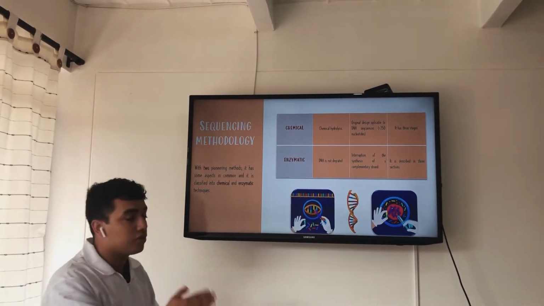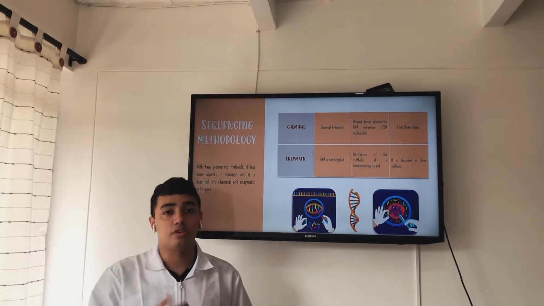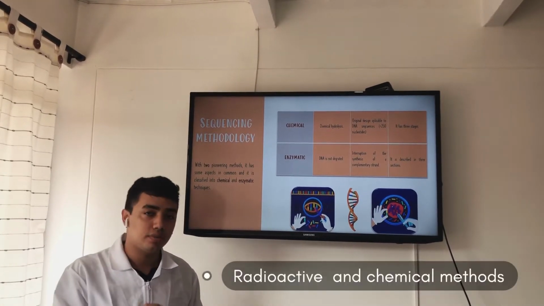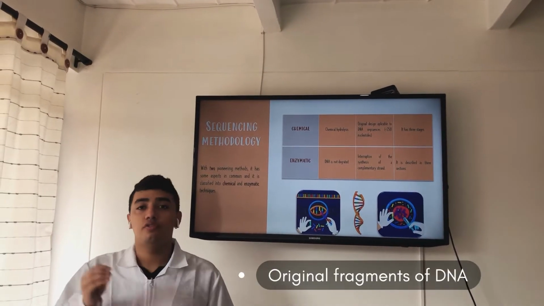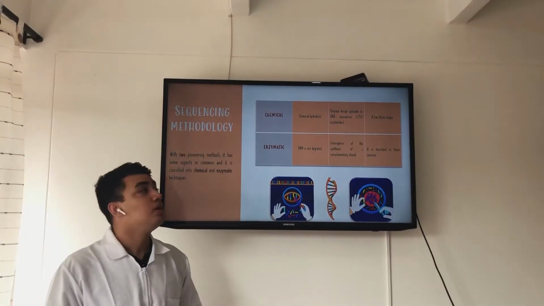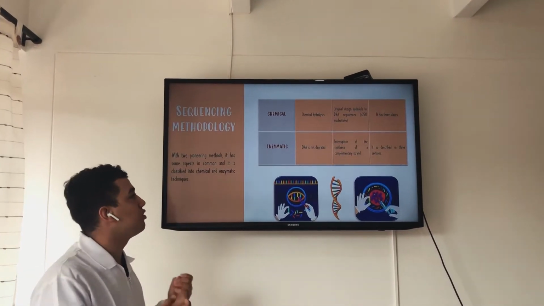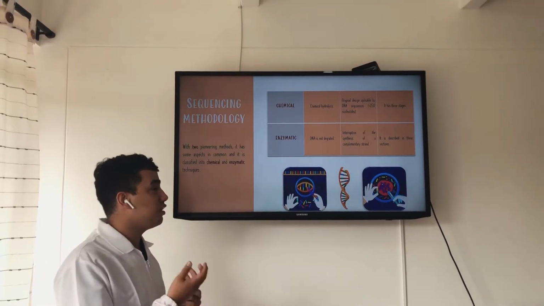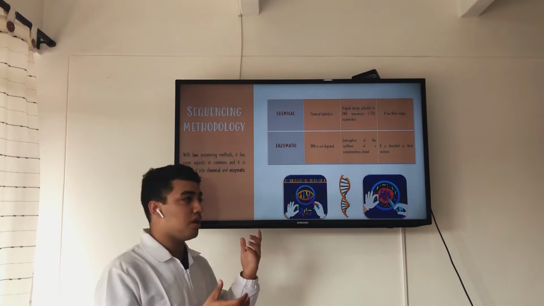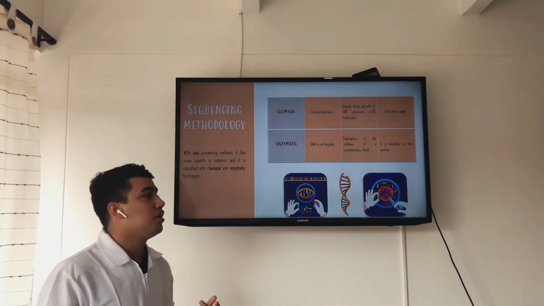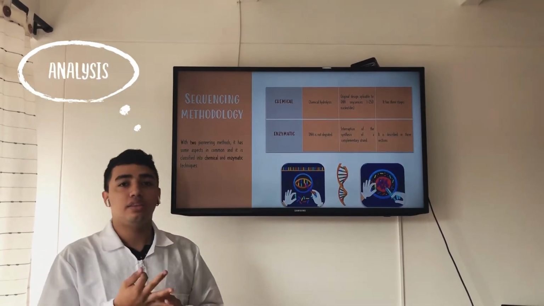So, the sequencing methodology. It is divided into methods that have some aspects in common, like the use of radioactive and chemical methods, electrophoretic tools, and the use of original fragments from the DNA. In the chemical method, we found a based chemical hydrolysis and an original design applicable to DNA sequences with less than 200 fixed nucleotides. This method can be described in 3 phases: DNA labeling, chemical hydrolysis, and analysis of the products.